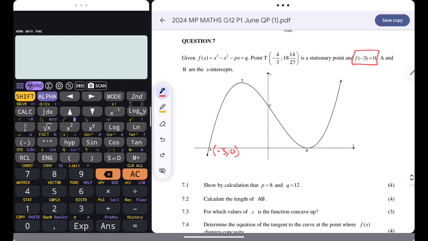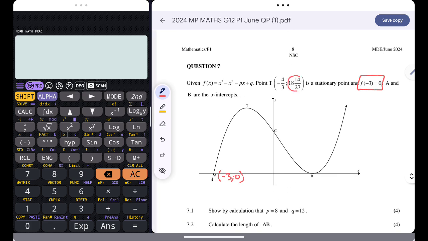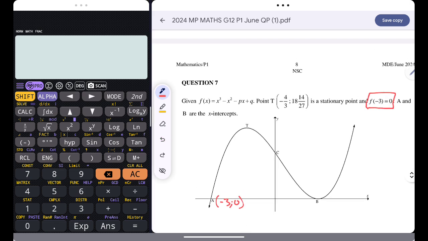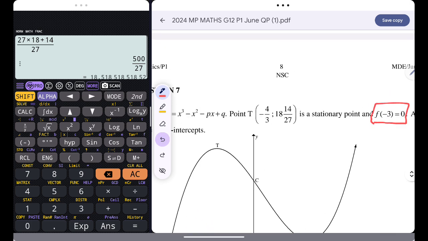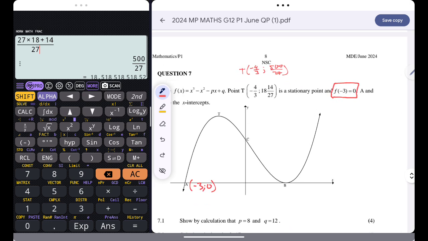I'm given the coordinates of T, but let me change this mixed number into an improper fraction. How can I do so? On my numerator, I'll simply write 27 times 18 plus 14, all divided by 27. That's how you express your mixed number as an improper fraction. So the coordinates of T can be written as negative 4 over 3, and 500 over 27.